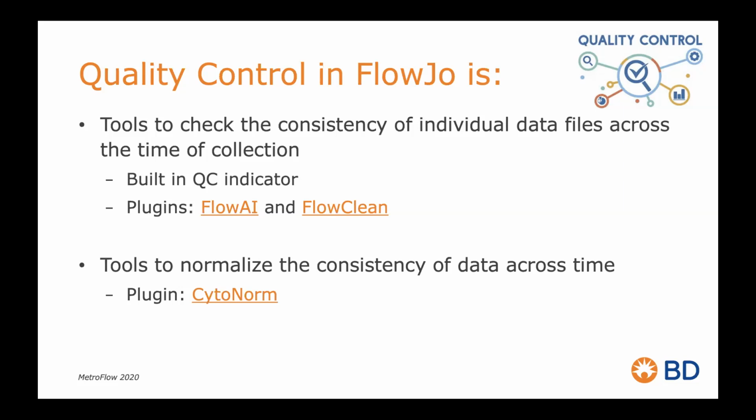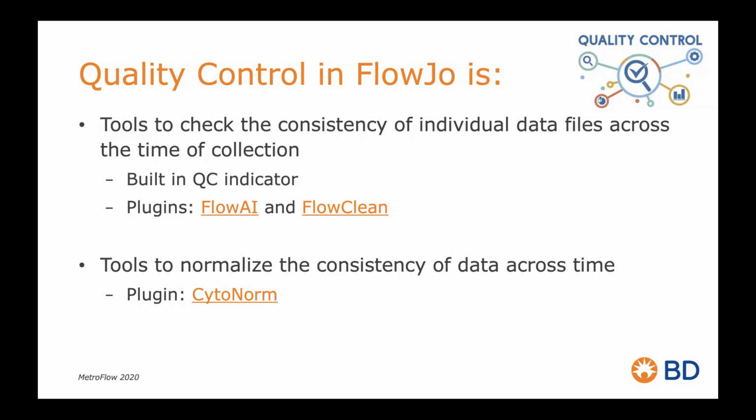And so we have tools like a built-in QC indicator in FlowJo, and then plugins like FlowAI and FlowClean that are designed to help you pick out those artifacts before you even start analyzing the data and go down any rabbit holes trying to chase down what an odd or side population might be that turns out to be just an artifact.